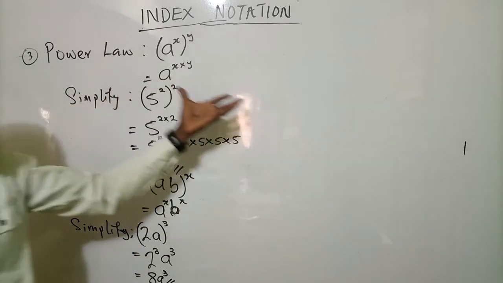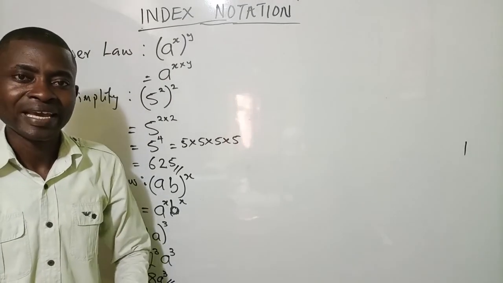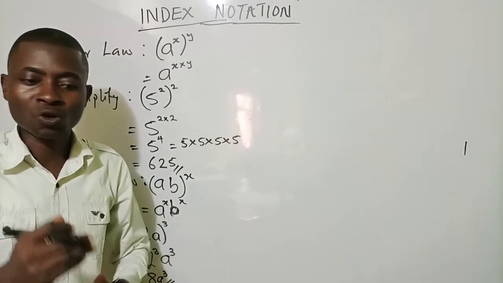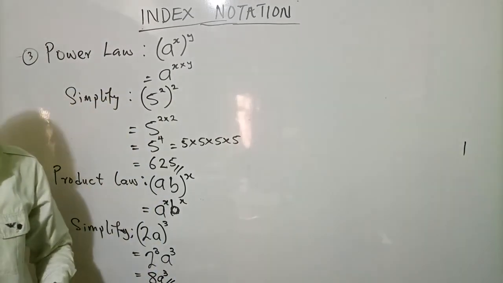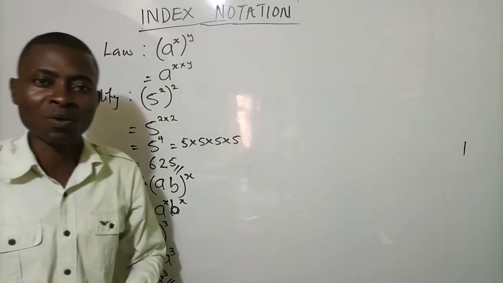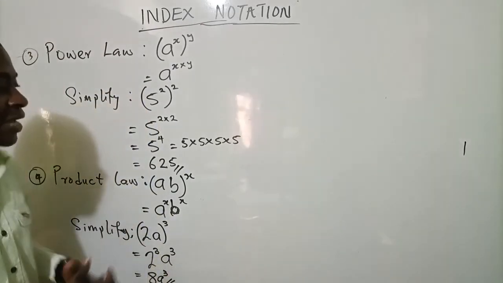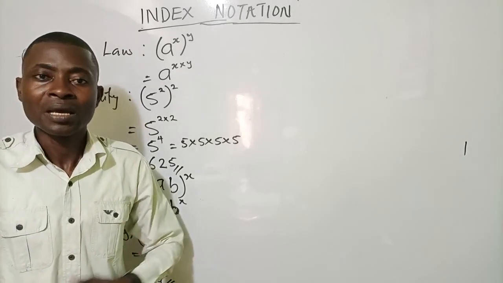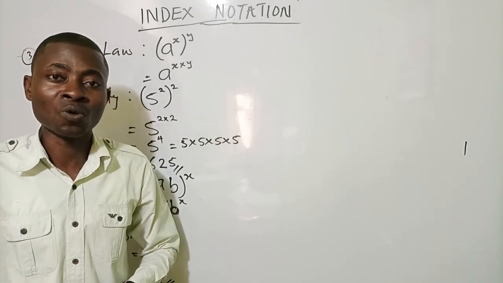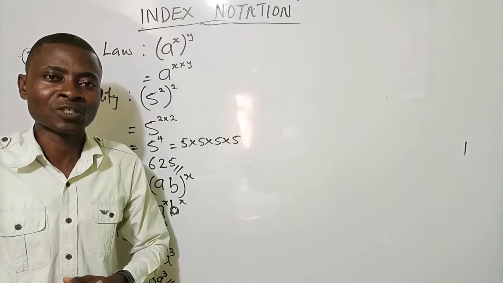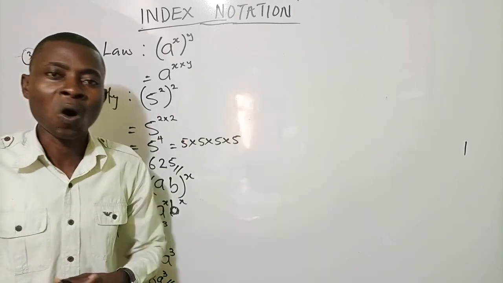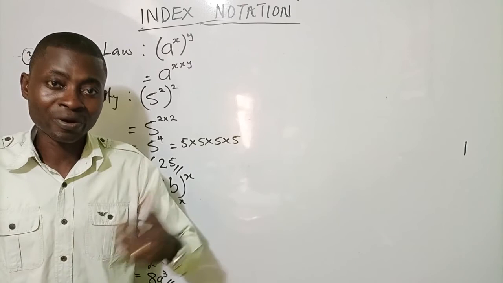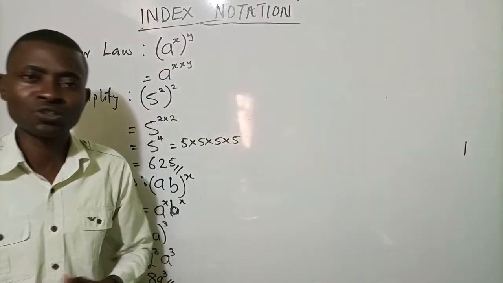We have discussed 4 laws of indices now. In our next video, I will be discussing the remaining laws of indices. Please watch this video over and over again. Practice this example that I've given to you. Look out for questions in past questions. Try to solve them on your own. If you encounter any problem at all, feel free to drop it in our comment section. You'll be rest assured that I will attend to your question.